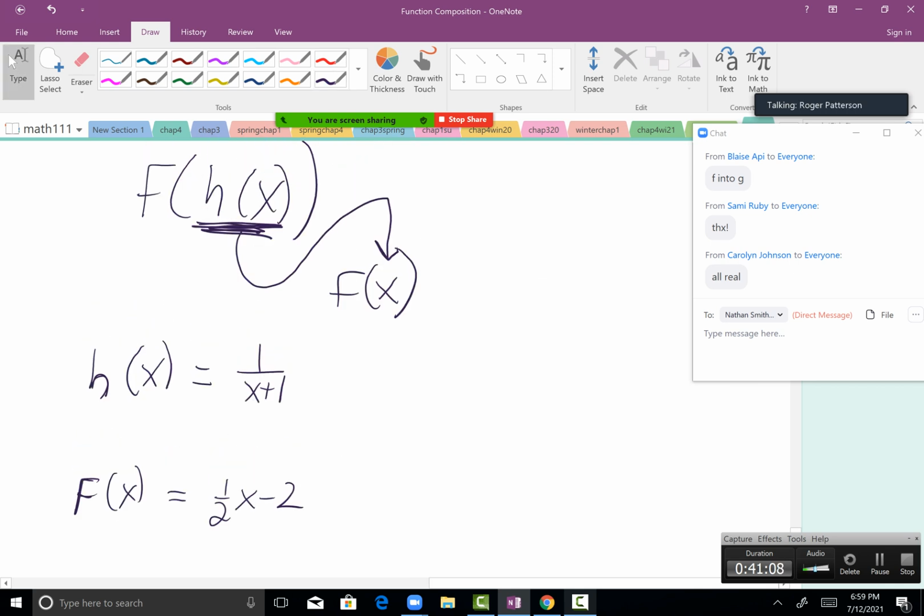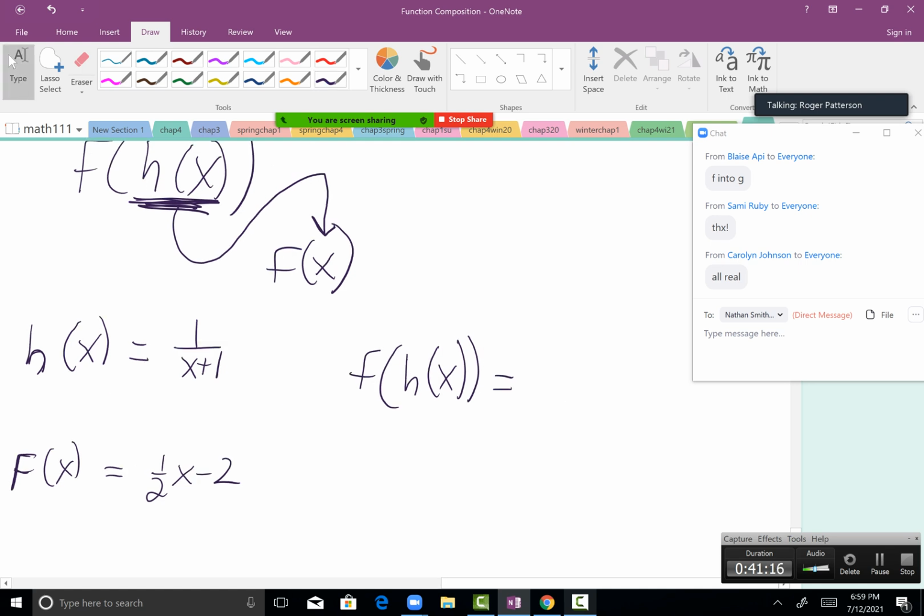So let's do this one first. We'll do both ways, so you'll see it both ways. All right, so we're gonna do this one first. Again, I'm not too concerned about doing the domain first. All right, I'm gonna take this h function, slide that in there. So I get this. See how I'm putting parentheses around this thing?